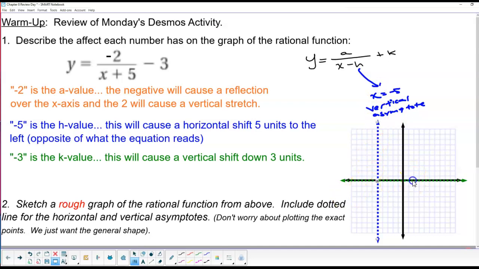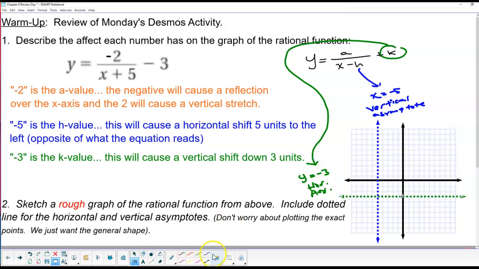All right, and then the next one is what about the k value? Well, the k value shifts everything down 3 units. So the original asymptote right here at 0 is going to shift 1, 2, 3. And that is our horizontal asymptote. I'll just abbreviate that. But that equation is y equals -3. And notice, that's exactly your k value.